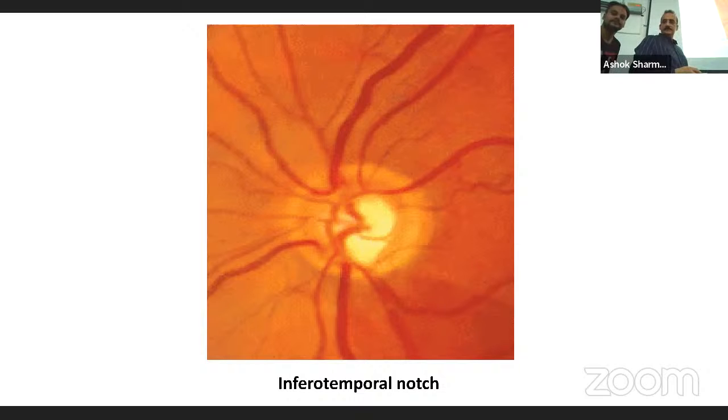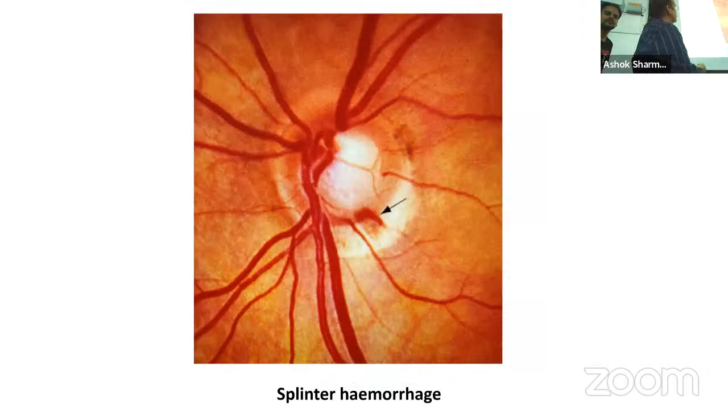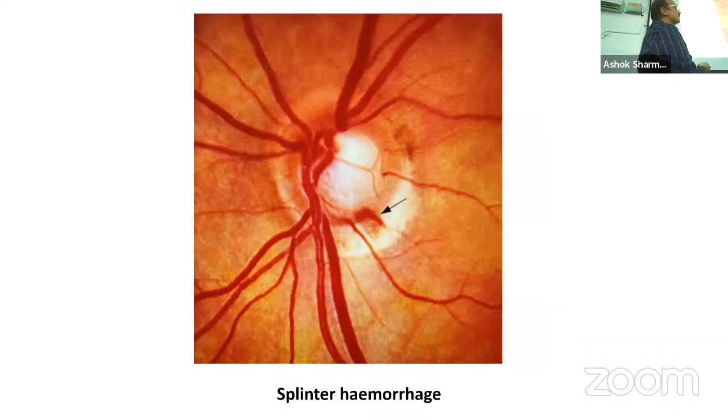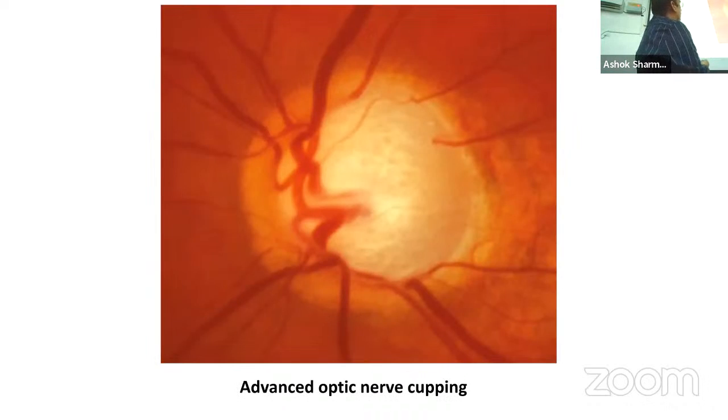Next slide, Nisha. So there is a splinter hemorrhage. This is a splinter hemorrhage. This is almost 0.9 cupping. You can see there is a lot of cupping over here. Temporally, there is nothing left. Mainly there are two resistant fibers, and they will present as a temporal island of vision. That is last stage glaucoma.